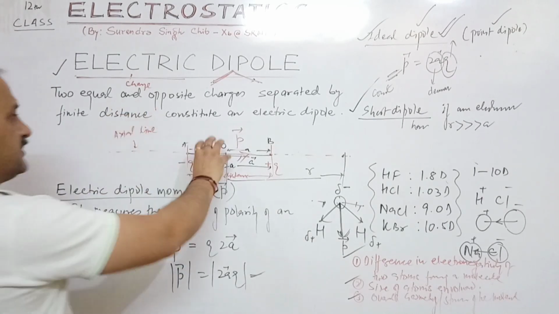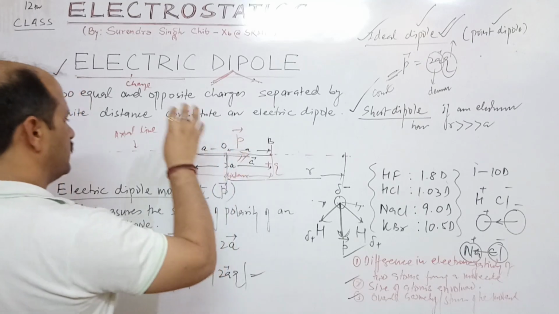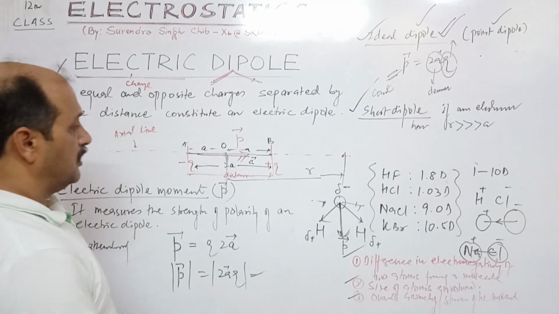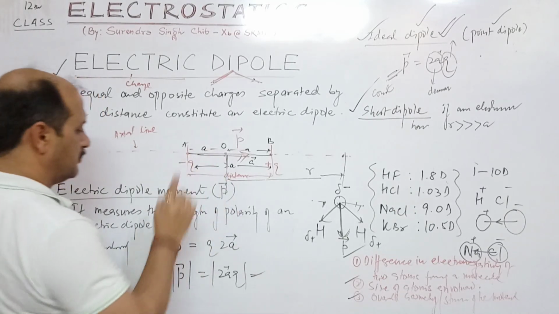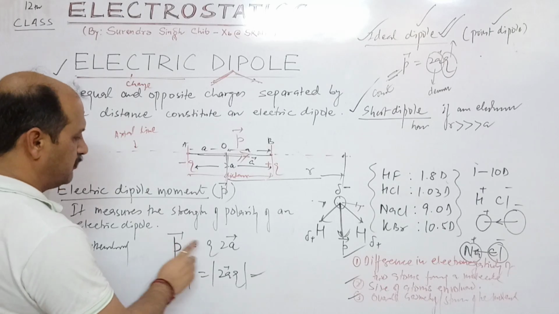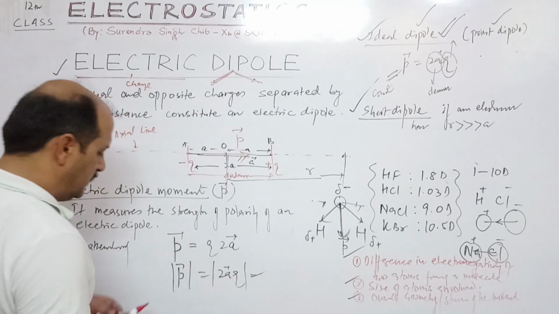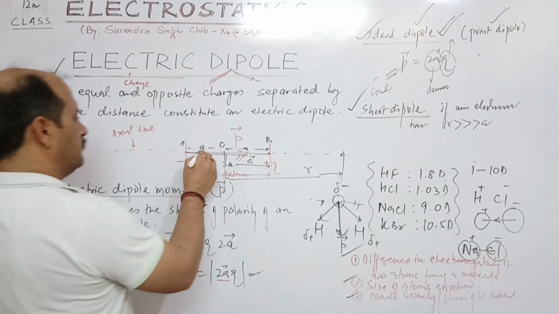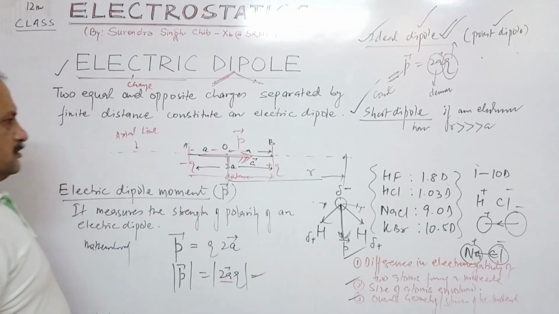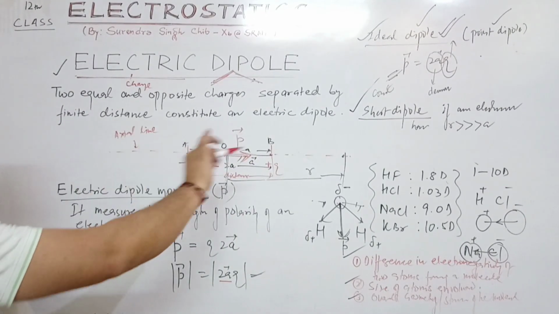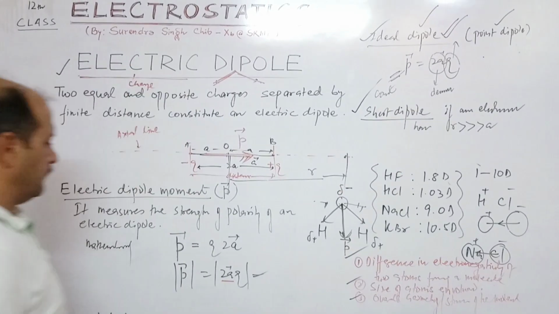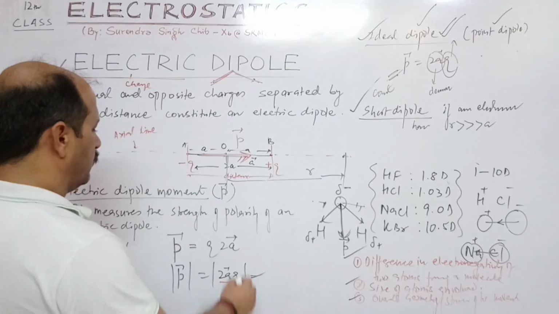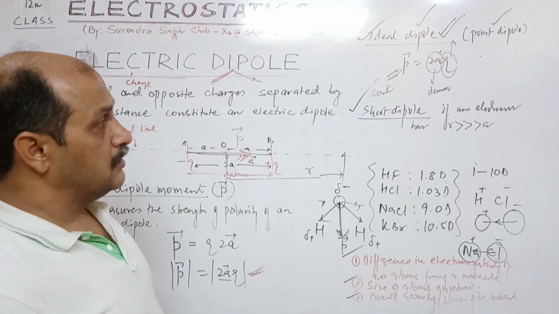And how is its strength measured? The strength of the dipole, the strength of its polarity, we measure by the electric dipole moment. And what is the symbol of electric dipole moment? P vector, and it is given by P vector equals 2aq, where 2a is the separation distance. It is a vector quantity and its direction is from negative charge to positive charge along the axis of the dipole. This is called the axis of the dipole, and its SI unit is coulomb-meter, whereas its CGS unit is more important and it is debye.